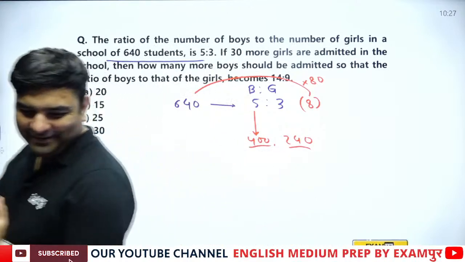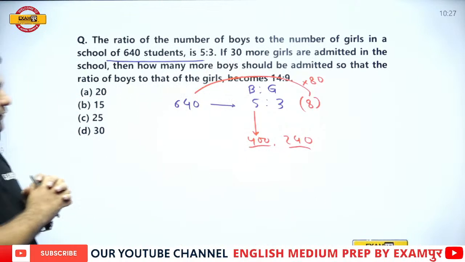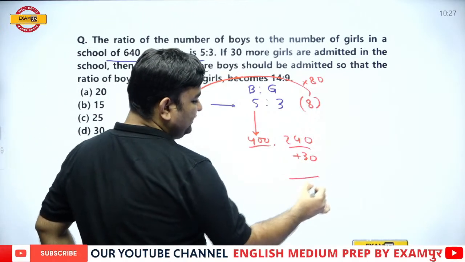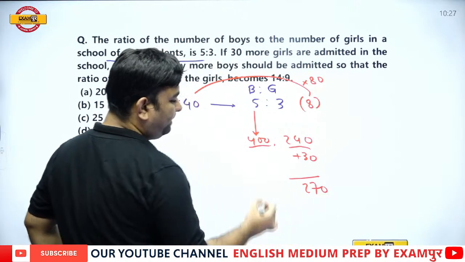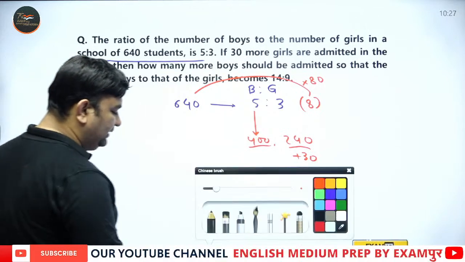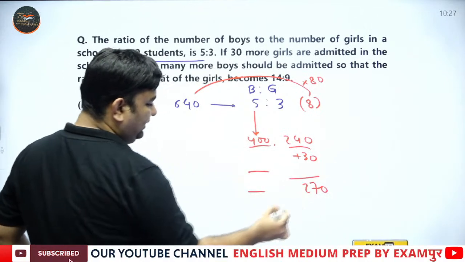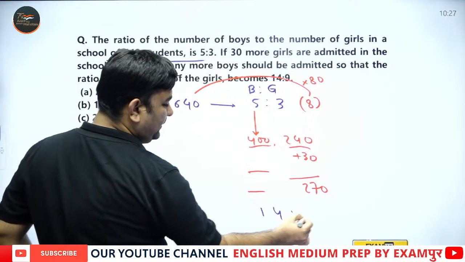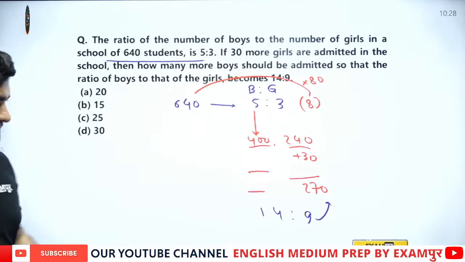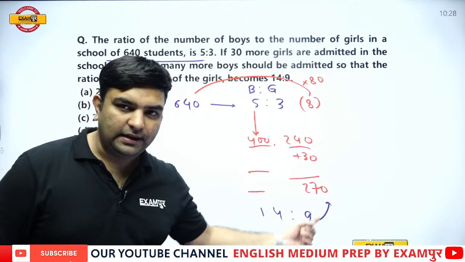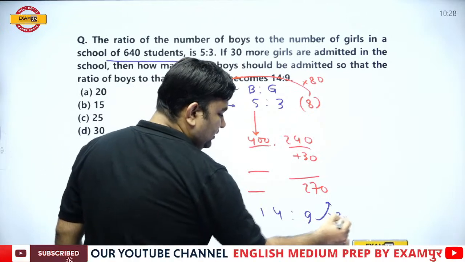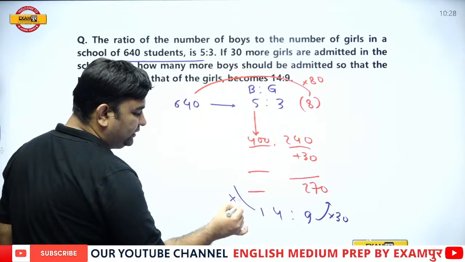Cool. When you admit 30 more girls, girls would be 270. Finally, they are maintaining the ratio of 14:9. Can I say 9 is equal to 270? So 1 is equal to 30. So 14 is equal to 14 into 30, 420.